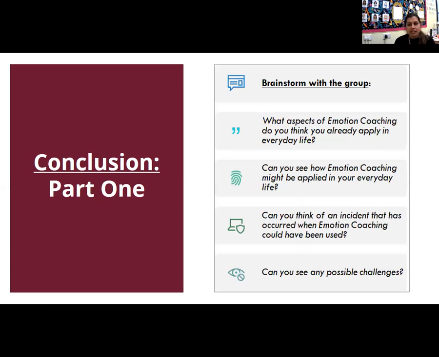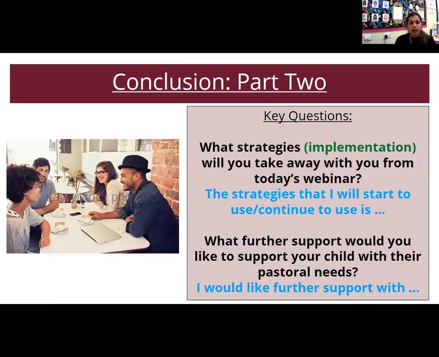As we're wrapping up now, and I can't believe we're on time, that never happens with me, I want you to think about what aspects of emotion coaching you already apply in everyday life, and how you can see that it will work in your life at home as well. I also want you to think about the other strategies we've talked about, so sensory circuits, visual timetable, helping hand, I wish my teacher or my mummy knew, and sensory snacks, and think about what you're going to take away from today's webinar.